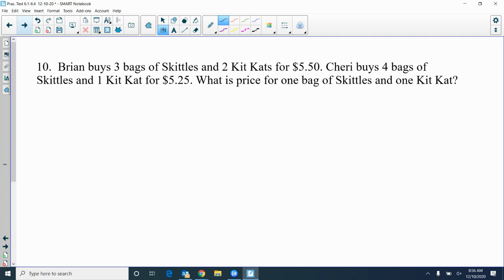Brian buys 3 bags of Skittles and 2 Kit Kats for $5.50. Sherry buys 4 bags of Skittles and 1 Kit Kat for $5.25. What is the price for 1 bag of Skittles and 1 Kit Kat?